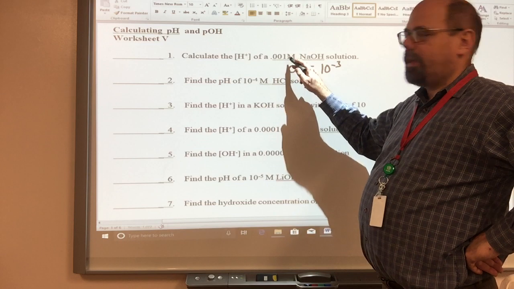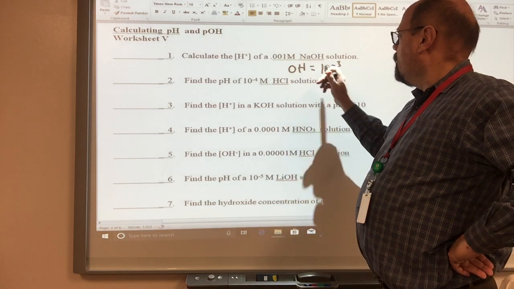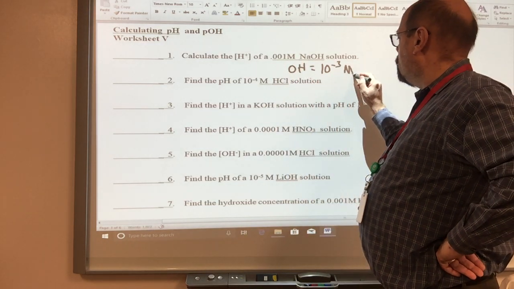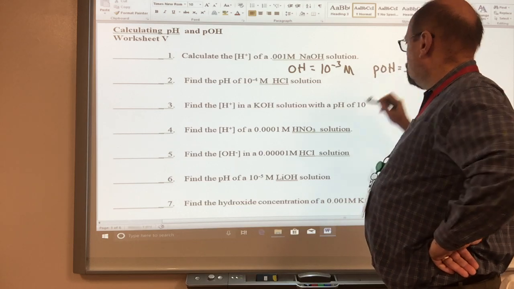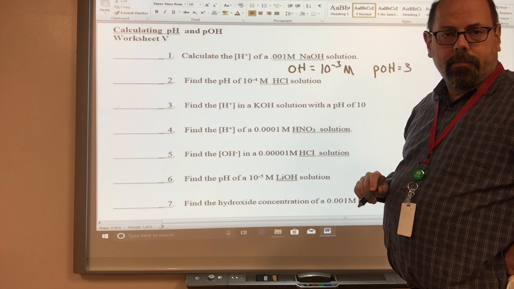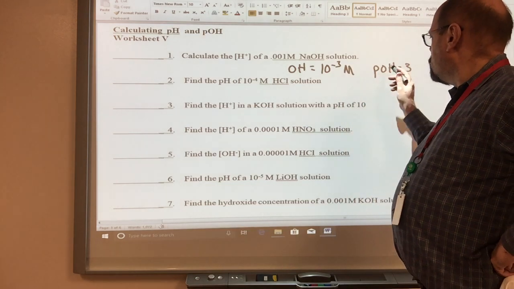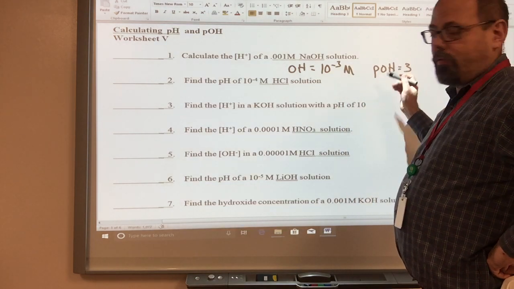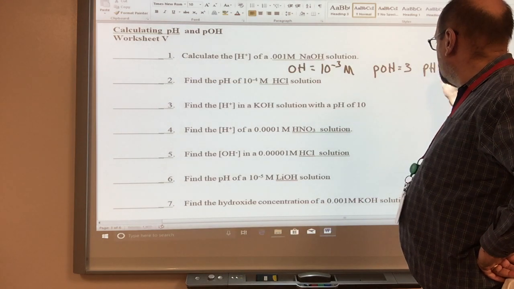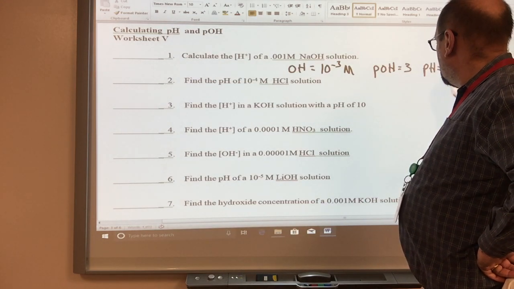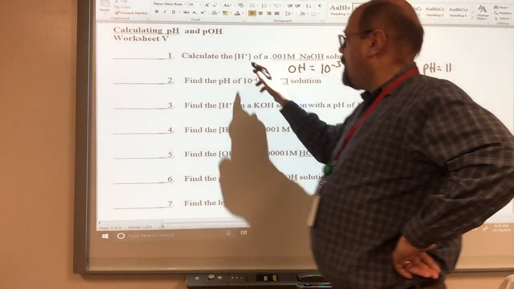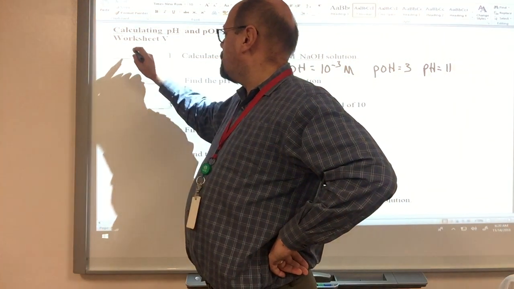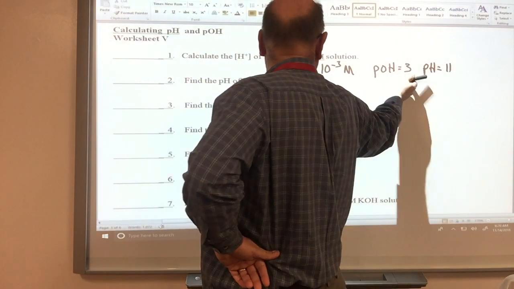Okay, that's 3 places over, so it's 10 to the minus 3. The OH is 10 to the minus 3 molar. That means the pOH is equal to 3, right? The exponents add up to 3. So 3 and what add up to 14, that'll give you your pH. 3 and 11 add up to 14. So the pH of a 0.001 molar sodium hydroxide is actually, we see it here, 11.